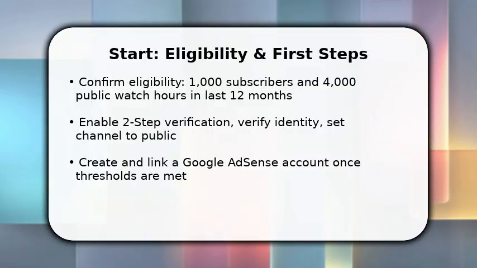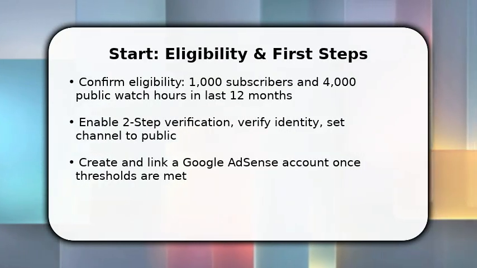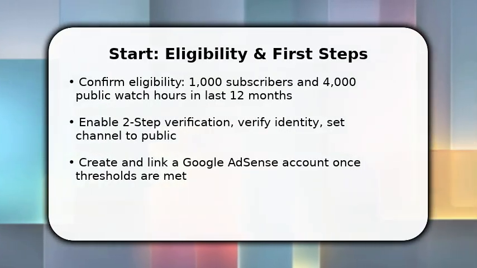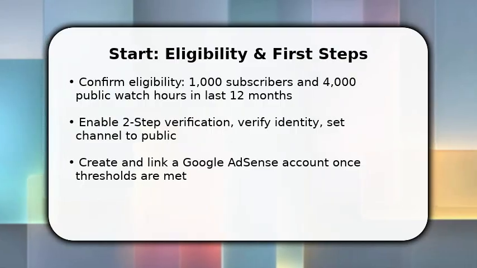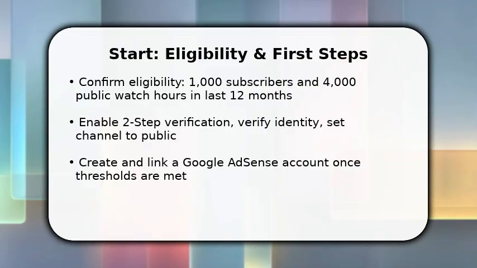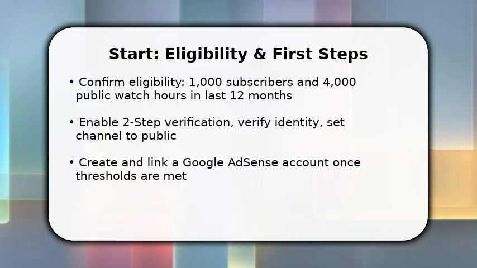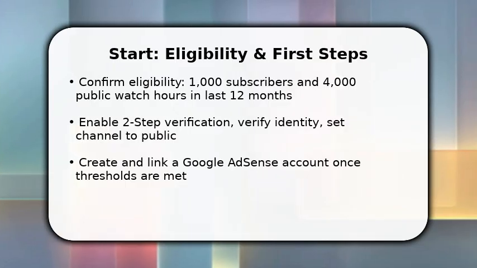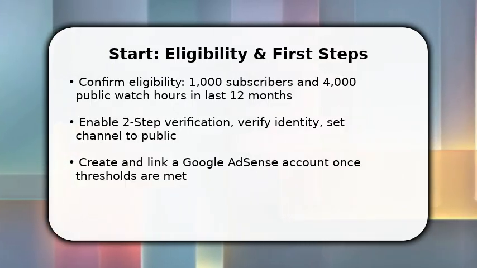You need to act now. Confirm your channel meets the eligibility thresholds. 1,000 subscribers and 4,000 public watch hours in the last 12 months. Make sure your channel visibility is public. Enable two-step verification on your Google account and verify your identity.